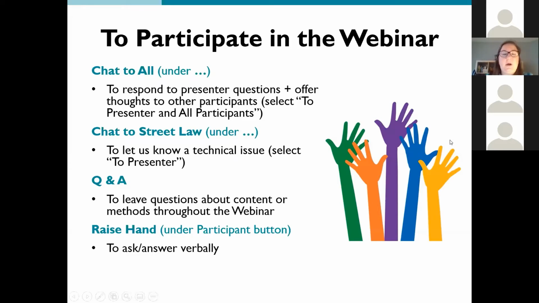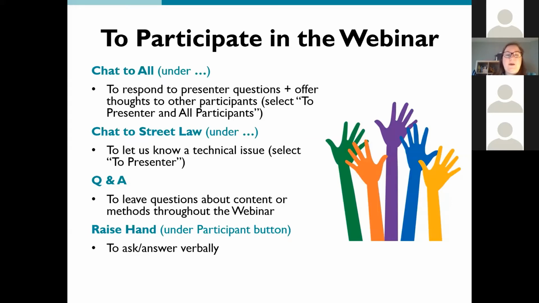I see that some people are already getting our chat going. If you want to chat to everyone, and there are going to be some opportunities for you to chat to everyone, then when you go to the chat function, you want to make sure that you use the drop-down tool to share to presenter and all participants. If you're having a technical issue, then just select to presenter. Maybe someone's frozen, which has happened, or you need a repetition. That information will just come to us.